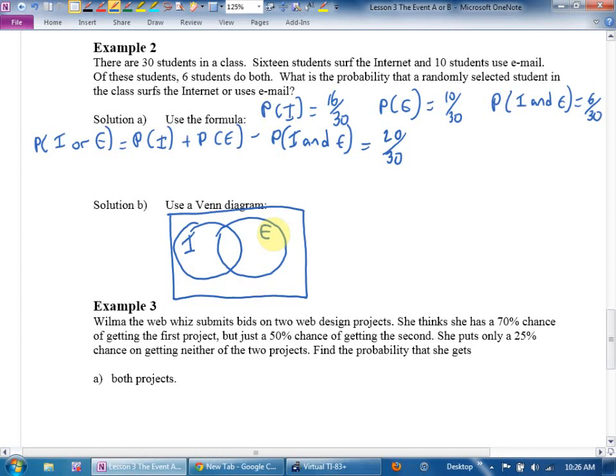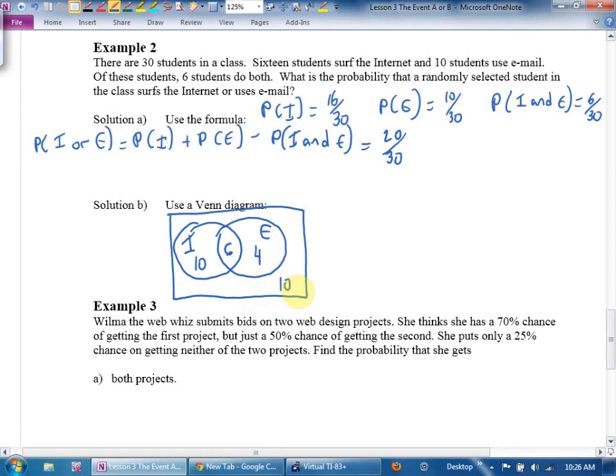How many am I going to put here? What's the both? 6. How many kids surf the internet? 16. Does that mean I put a 16 right here? No. What am I going to put there? 10, because that gives me 16 overall in this circle. What am I going to put right here? 4. How many use neither? What's going out here? 10. Clearly this was typed at the beginning of the century. These were typed up in 2001.